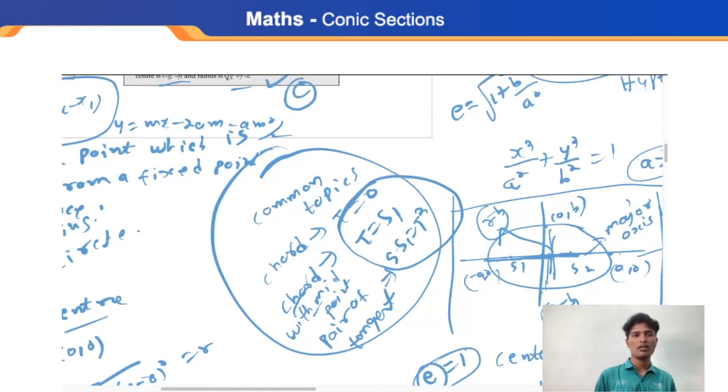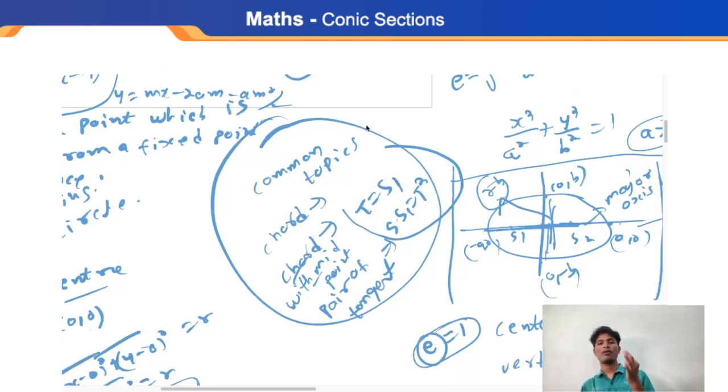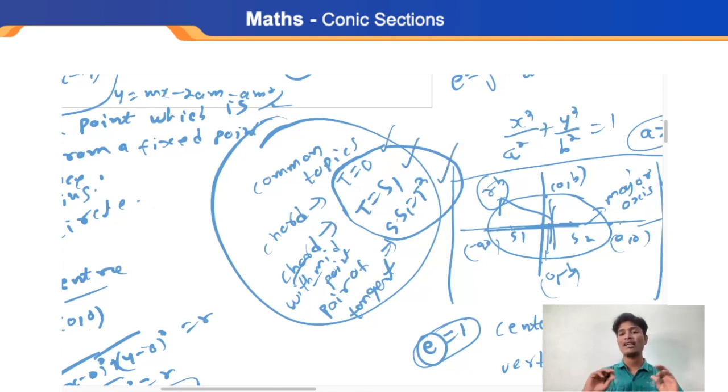These three are the common topics in all of circles, parabola, ellipse, hyperbola. T is equal to 0, T is equal to S1, S into S1 is equal to T square. These entire three things are common in these four, that is circle, parabola, ellipse, hyperbola. So there is no need to revise again.